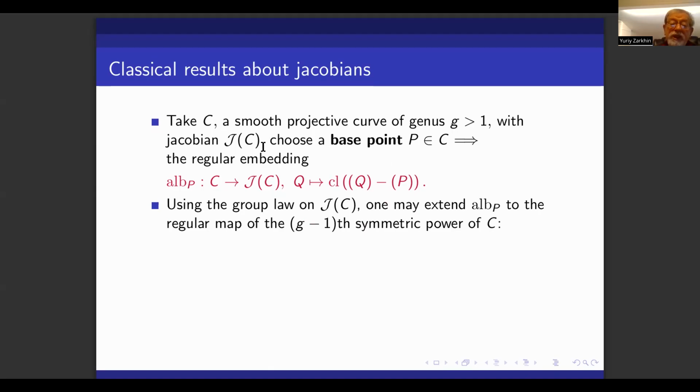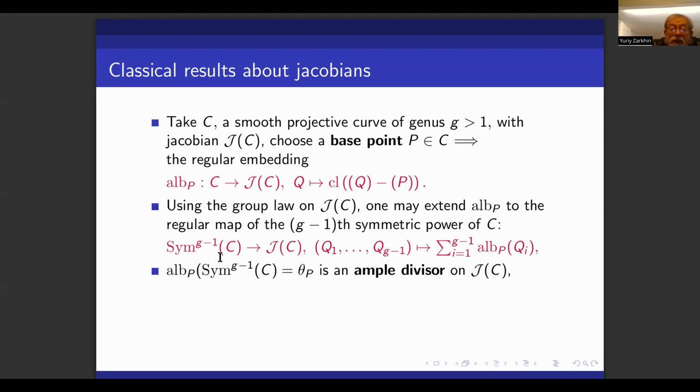Well, J(C) is an algebraic group. So using the group law on J(C), we may extend this map, denoted by alb_P, where alb is short for Albanese, to a regular map on the (g-1)st symmetric power of C. Namely, to each point of this symmetric power we may associate a collection of g-1 points on C, Q1, etc., Q_{g-1}. Let's take the image of each of those points and take the sum in our Jacobian.